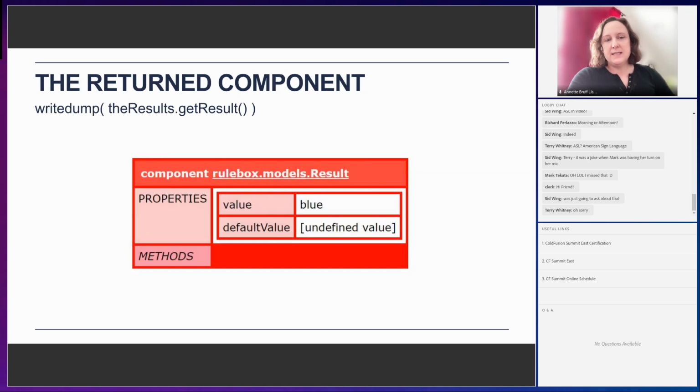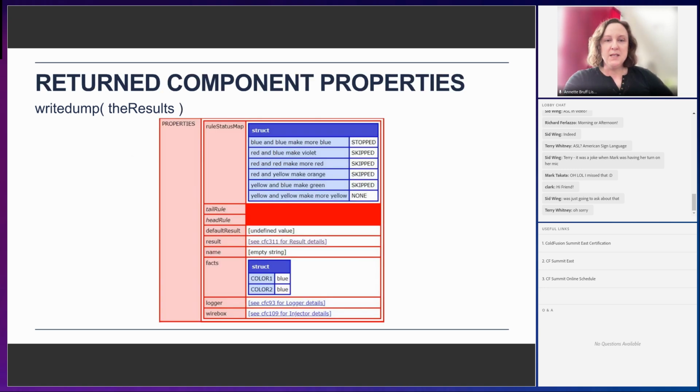The result that you get is an object or a component. It has properties and methods. Here's our value of blue, and that's the value that was returned by the rules. There is an optional default value you can include as well. Other properties are this nice rules status map that you'll be able to use for auditing which rules did and did not fire. And it's also reminding you of the facts that you sent to your rule, which is handy if you're doing this in the middle of a loop and you're not sure exactly which answer in that group of 15 was the one that did it.